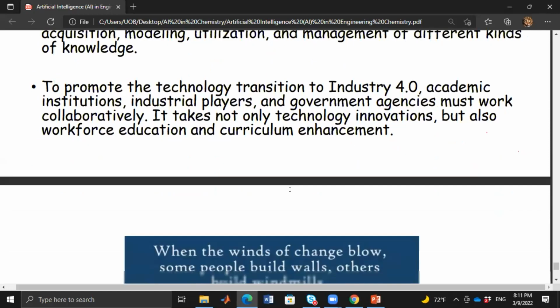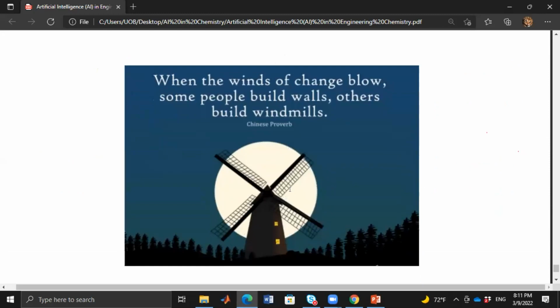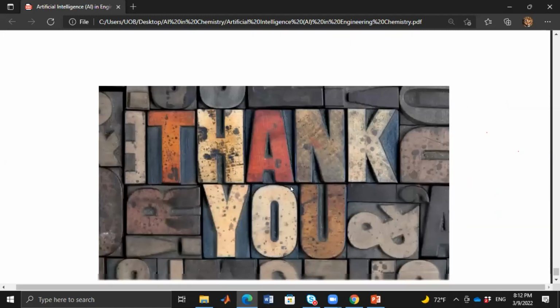So let me leave you with this saying: when the winds of change blow, some people build walls and others build windmills. So it's up to you to choose whether you want to build the walls and stay away from this, or you harness and leverage all this technology for your benefit.